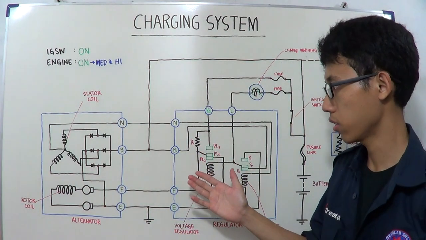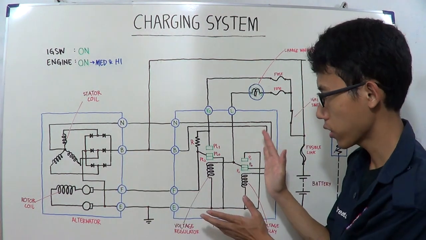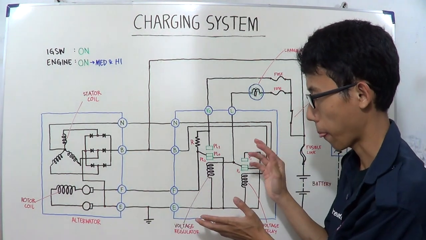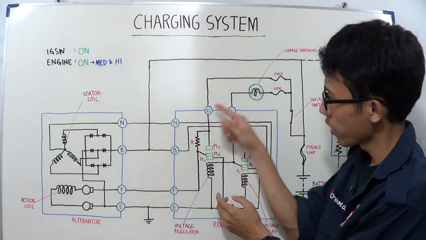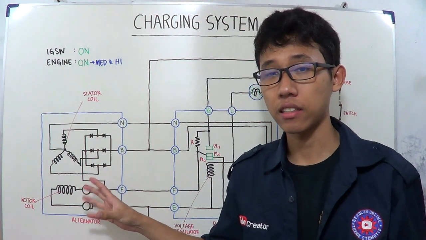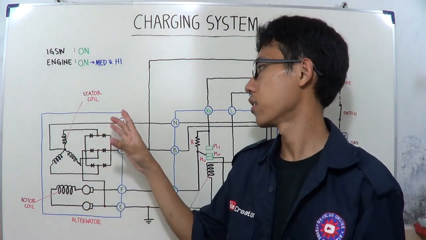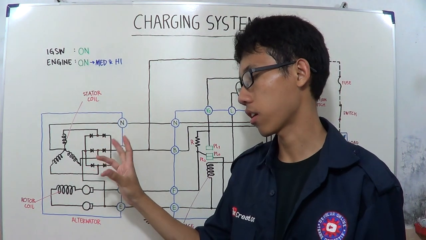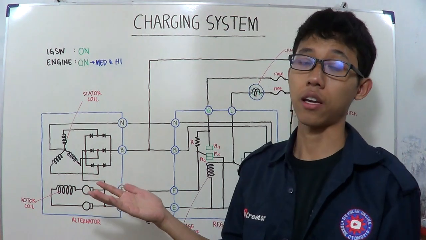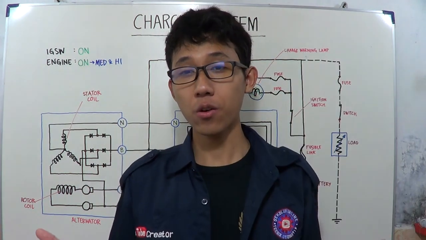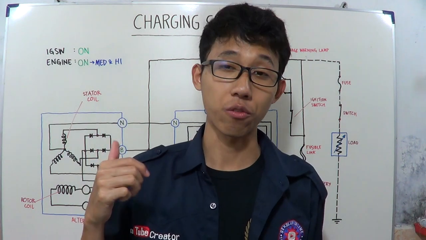Because of this condition, at high speed, the regulator is working. It doesn't give the rotor coil any electricity. Because of that, the stator coil doesn't generate a high voltage in this condition. So that's how the charging system works in the simplest or conventional system.